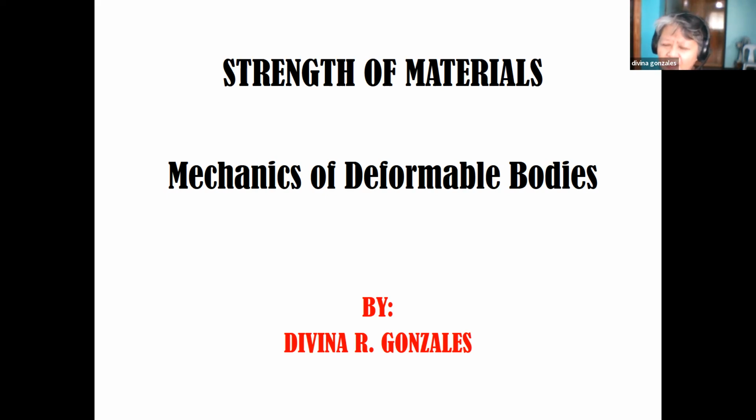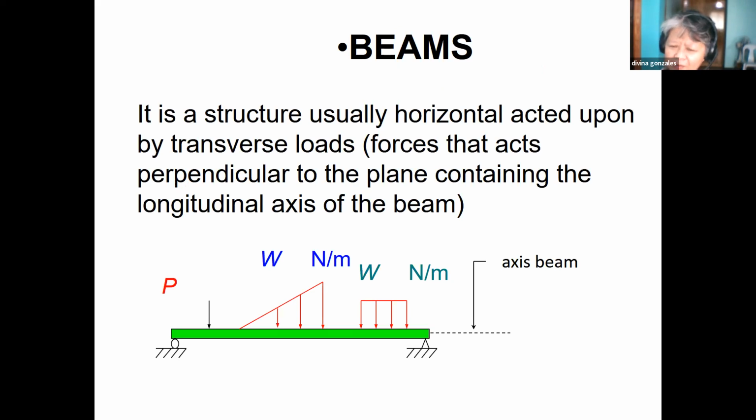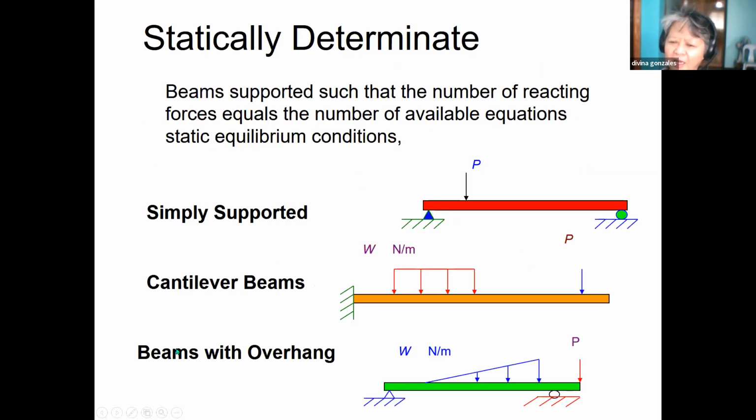Now, after this, we go to your moving loads. And then we have stresses, both flexure as well as shear stresses. Okay, so going back to the discussion, we have our beams, simple horizontal elements subjected to transverse loads. We will try to limit the analysis of our beams to statically determinate, and they are simply supported, cantilever beams, and beams with overhang. So tatlong klase lang. The other beams that we have discussed last time are not included.